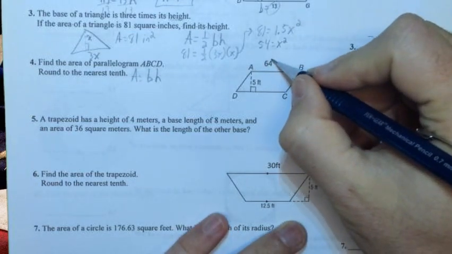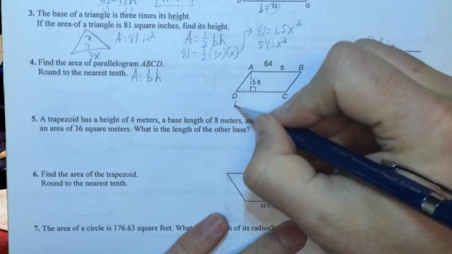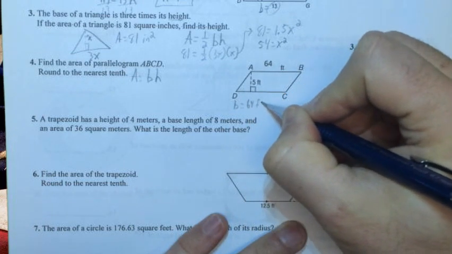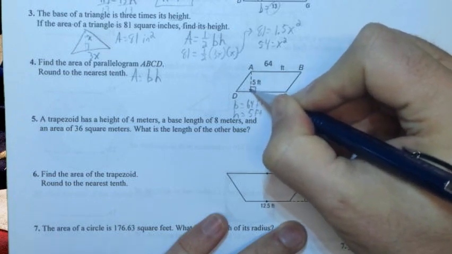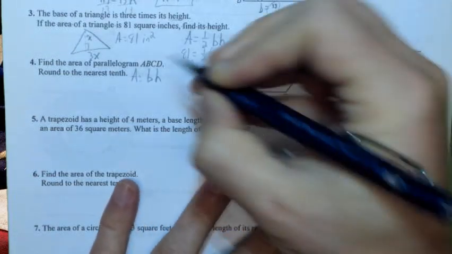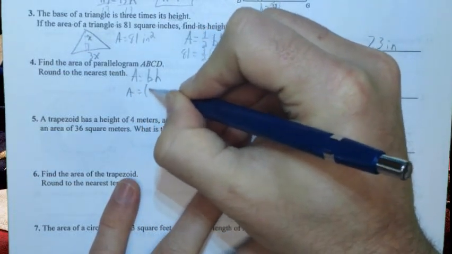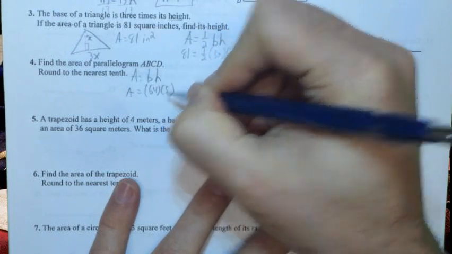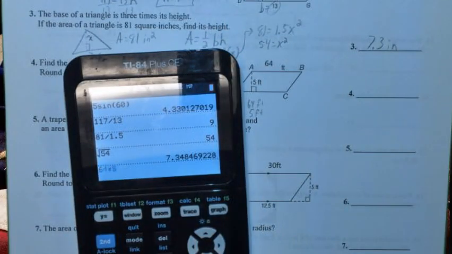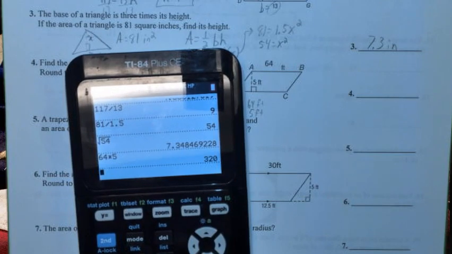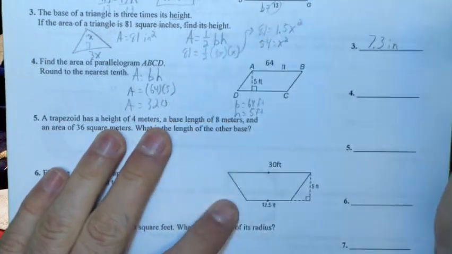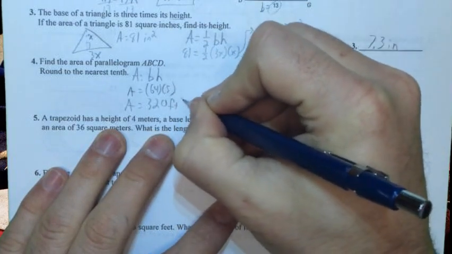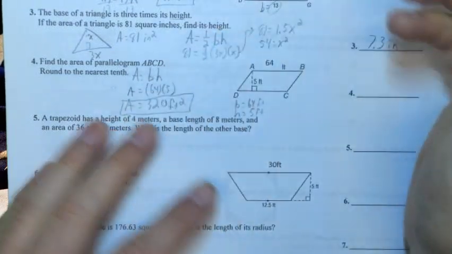So it looks like my base here is going to be 64 feet. My height is going to be 5 feet, because that's my perpendicular distance, which makes it the height. So I can just plug in: area equals 64 times 5, 320. So area equals 320, and then our units are feet squared. Okay.